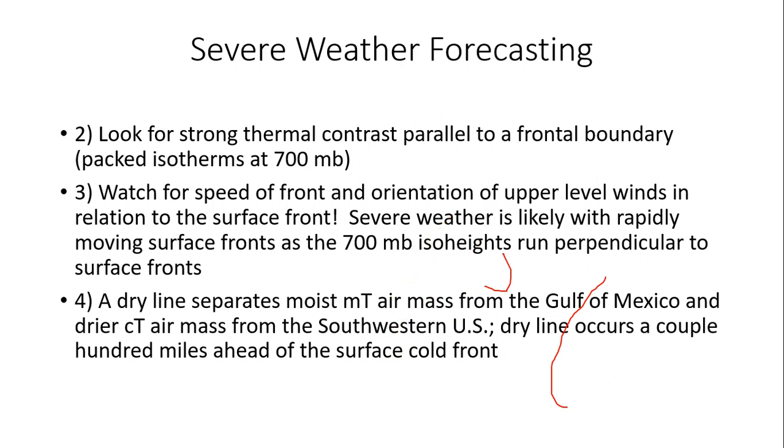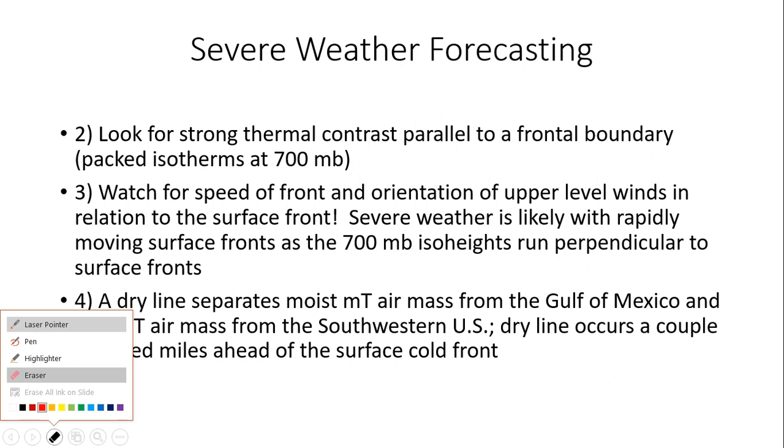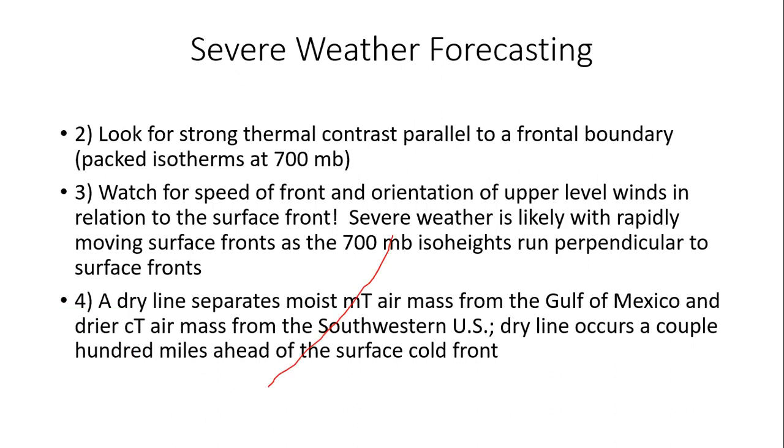All right, let's keep moving along in the training. 4 says a dry line will separate moist, maritime tropical air from the Gulf of Mexico and drier continental tropical air from the southwestern U.S. A dry line occurs a couple hundred miles ahead of the surface cold front. So in this case now, with a dry line, we have a surface front coming in. Most of the time this is going to be into Texas. And then I'll draw this dash line out. This is the dry line itself ahead of the surface cold front.